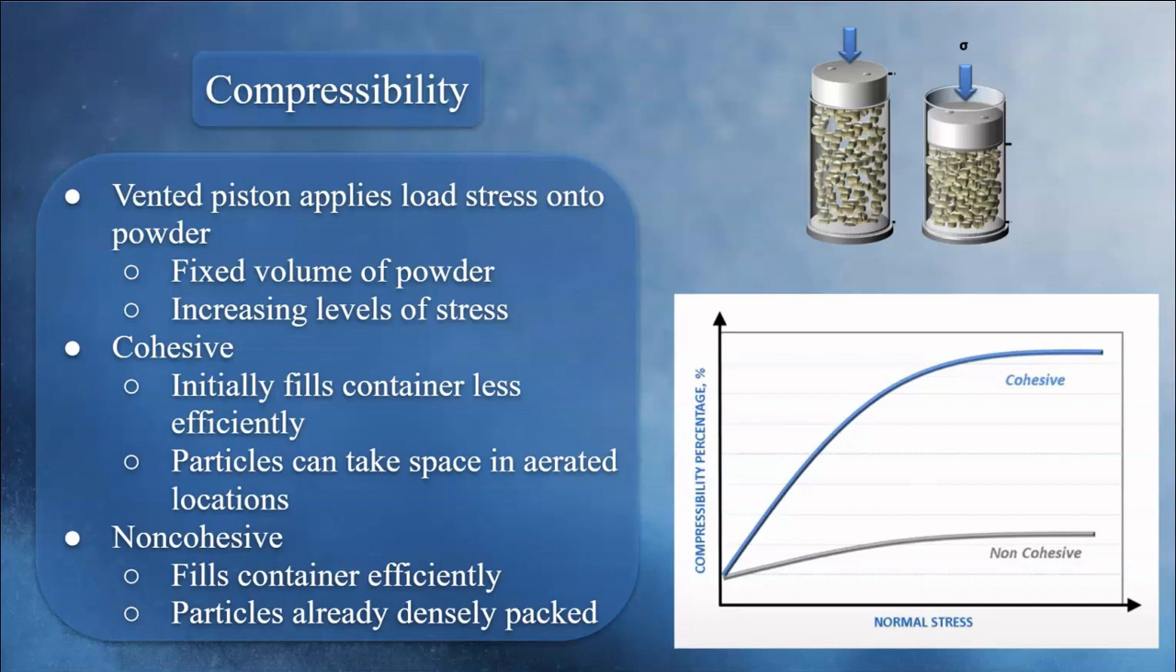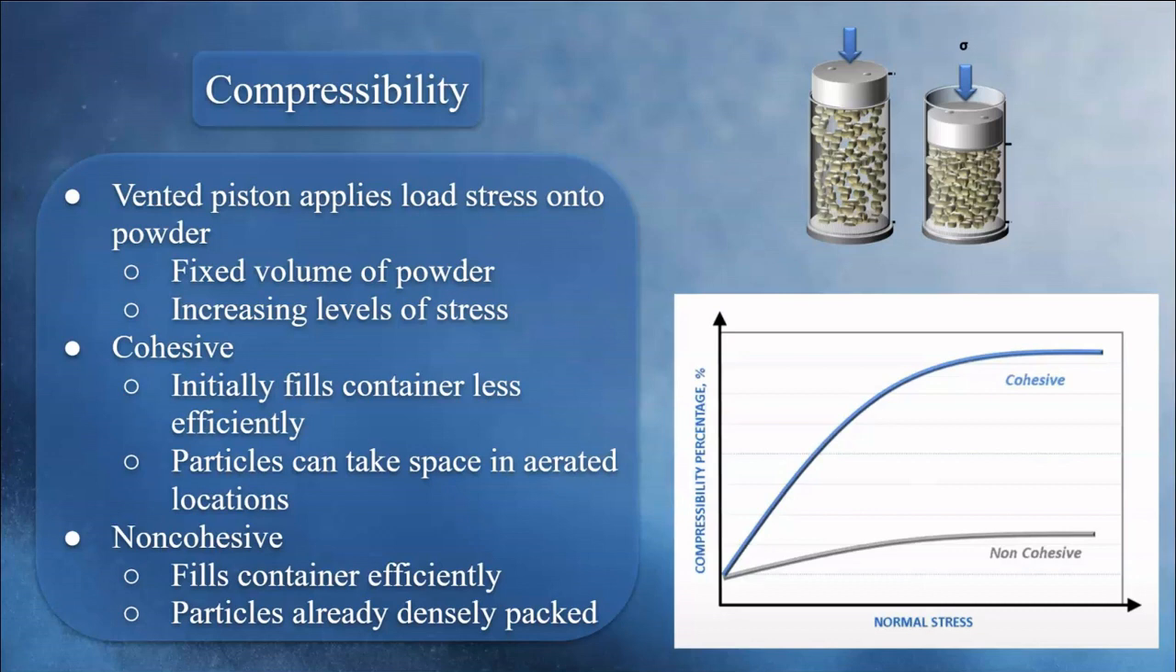Alright, now we're going to look at bulk properties. So we can look first at compressibility. If we take a vented piston on our sample, we're able to compress it down with different stresses at different levels, and we can see our compressibility percentage at these different stress levels, and that's going to be able to tell us what's going on with our sample.